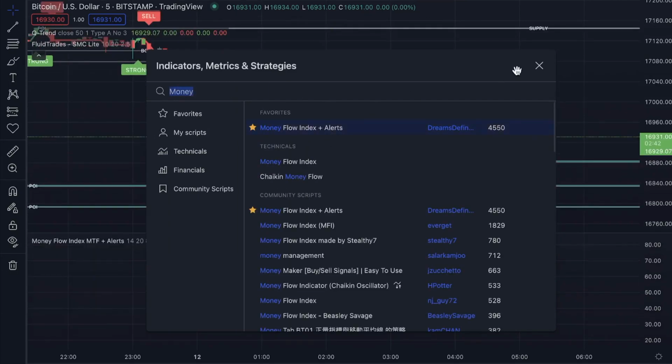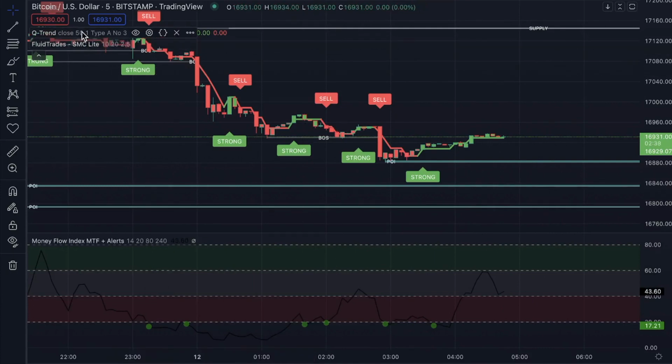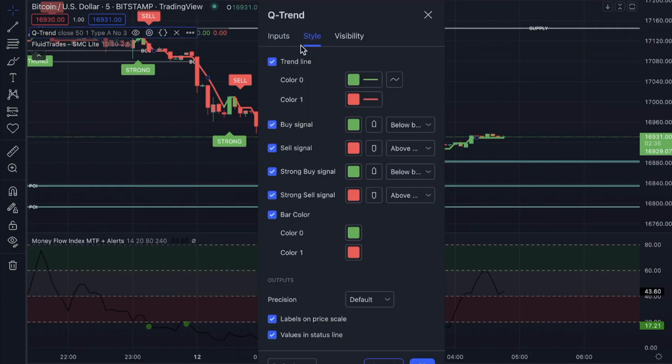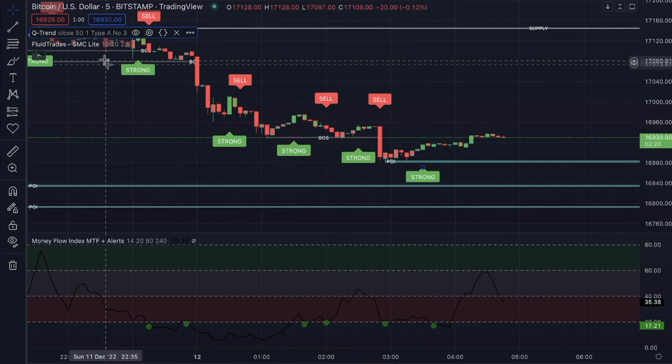Now let's edit the indicator settings. First, click on the gear icon here or double click on the Q trend. In the style section, let's disable the trend line. This will be our main confirmation indicator that will tell us if we must jump into a buy trade or a sell trade. Next, let's edit the settings of fluid trades.